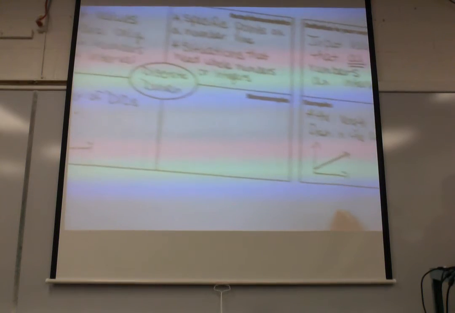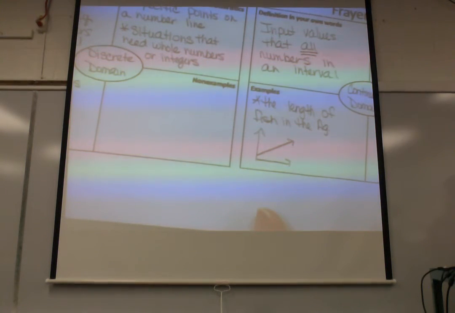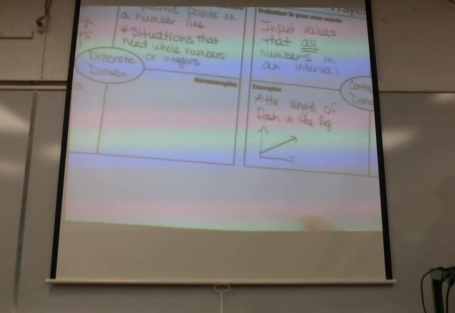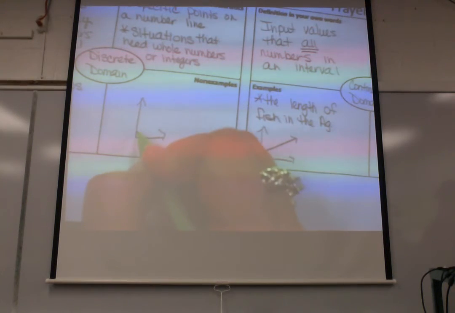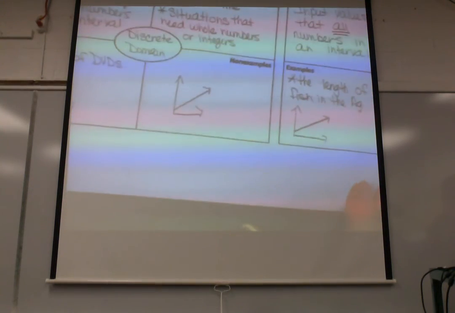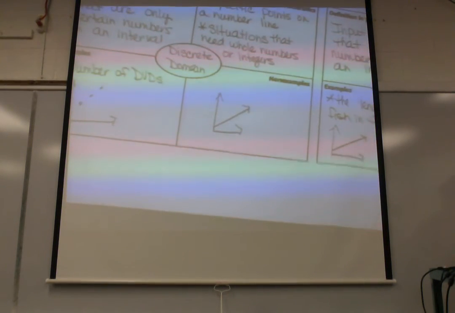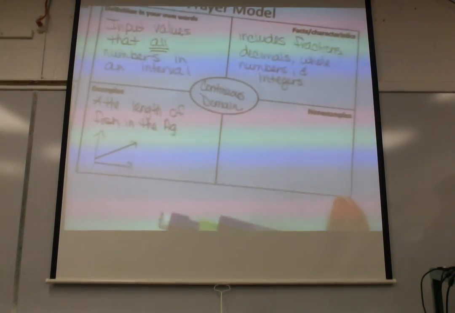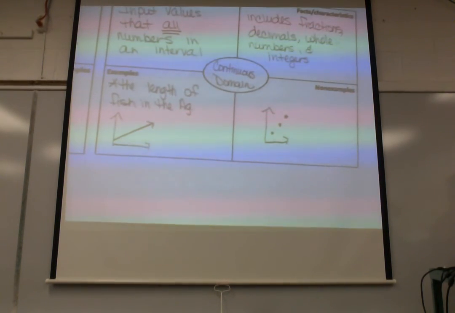So do you see the difference between discrete and continuous? So can you flip-flop those for the non-examples? Okay. So a non-example is going to be a solid line for discrete, and a non-example for continuous is going to be what? Dotted. Specific points, because you're talking about specific numbers, specific information.